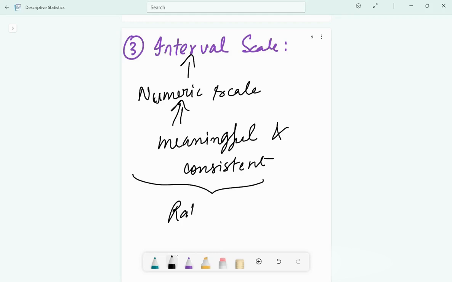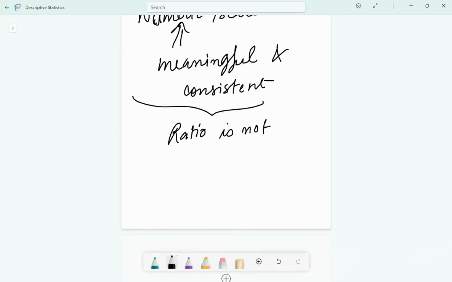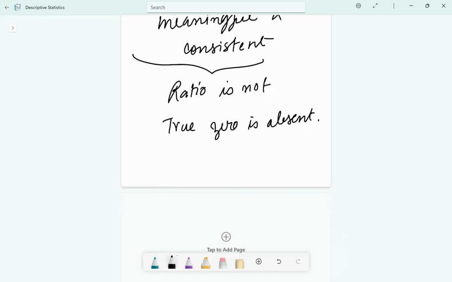Now here is the part. Ratio is not. This is important. The ratio is not meaningful and true zero is absent. Now what do I mean by true zero? I'll define it later in this lecture, so let's hold on to that. Just for now you can understand true zero is a zero which is complete emptiness, or complete absence of any numerical data. I'll come to the definition in the later part, okay? Yes, so what can be the examples for interval scale? It can be calendar year. It can be temperature in Celsius and Fahrenheit.